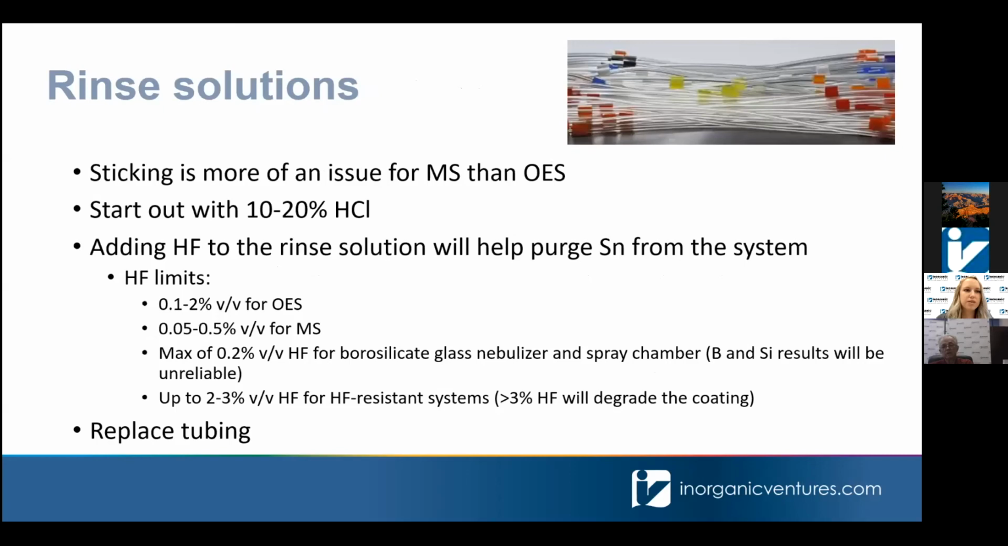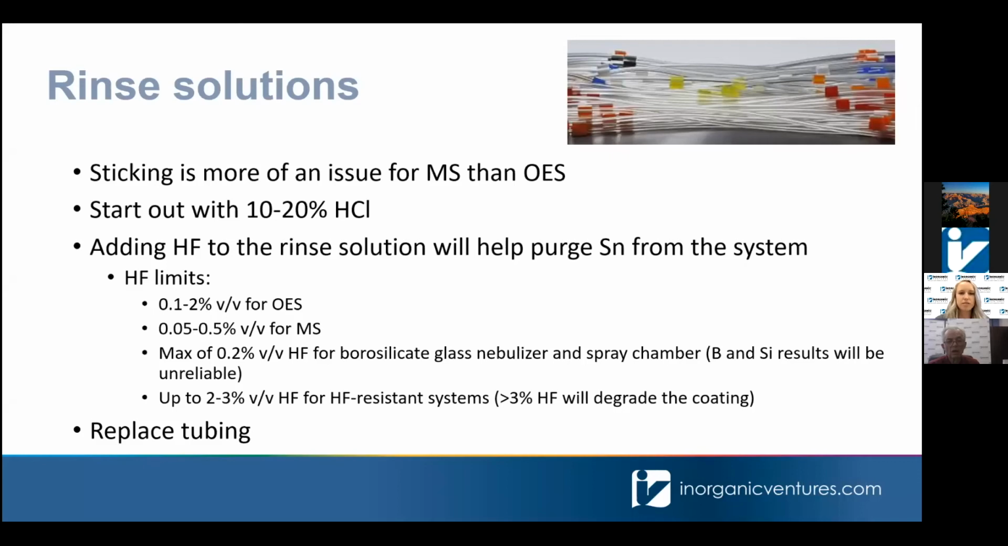So that's going to bring us to our rinse solutions and what you're going to want to use to get the tin out of your system. Sticking for tin is more of a concern for mass spec than OES. We don't really have issues with tin sticking in the OES here at IV, but we do recommend a pretty high hydrochloric acid wash for your rinse solution. So 10 to 20% hydrochloric acid, if possible, is going to help get that tin out of your system.